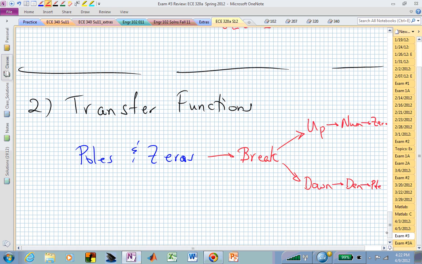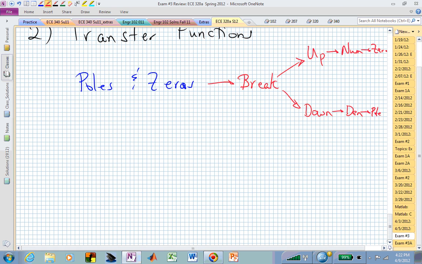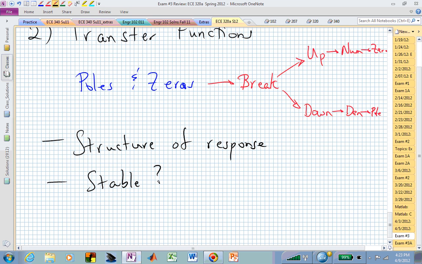But once you have a transfer function, you can identify these poles and zeros, and once you have poles and zeros, you can do all sorts of things. You should be able to very quickly determine the structure of the response. And I hope by this point in the semester you know what I mean by structure of the response. And the structure of the response actually allows you to very quickly determine whether or not that system is stable.